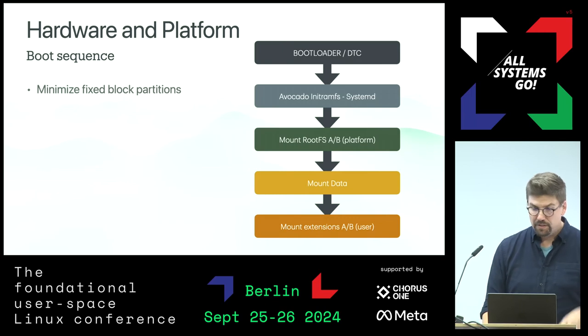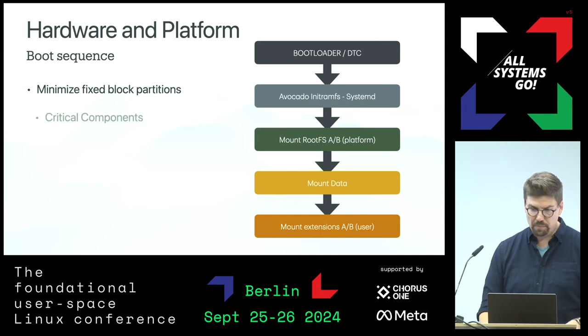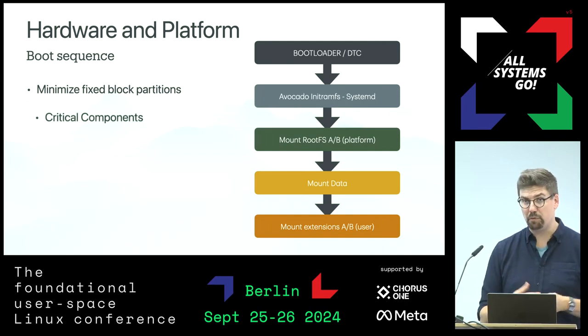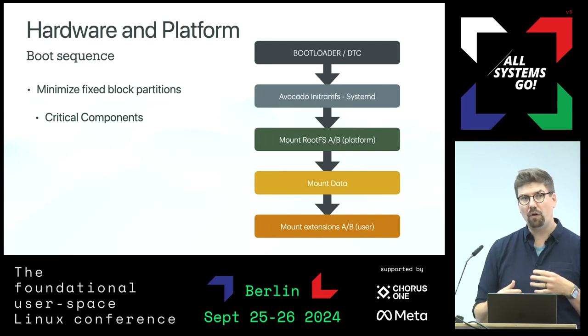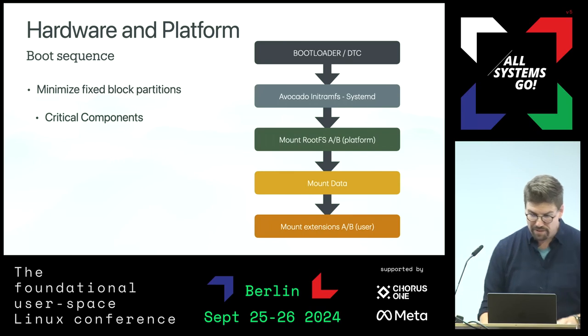So here's a different perspective of what this looks like. We minimize the fixed block partitions and get ourselves into a state where we can have dynamic subvolumes as quickly as possible. This means that all of our critical components for booting and getting to that ready state, the kernel and the initramfs, are all in highly atomic update paths.